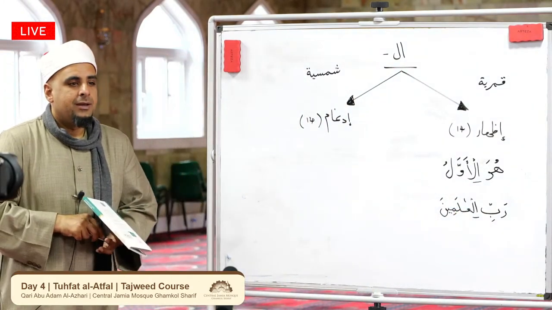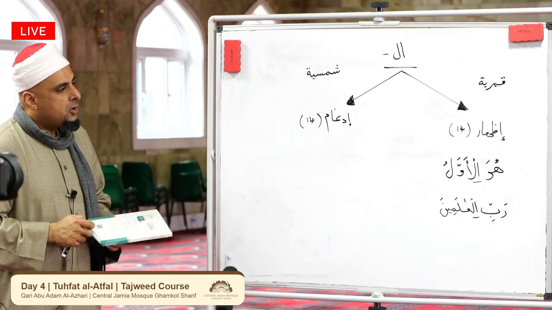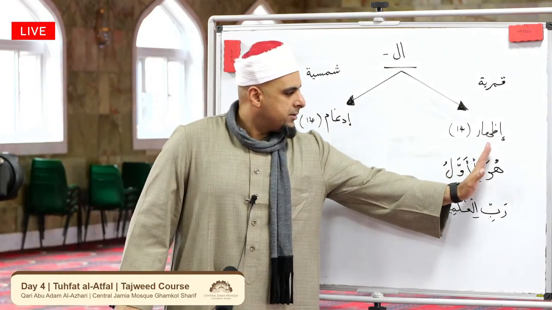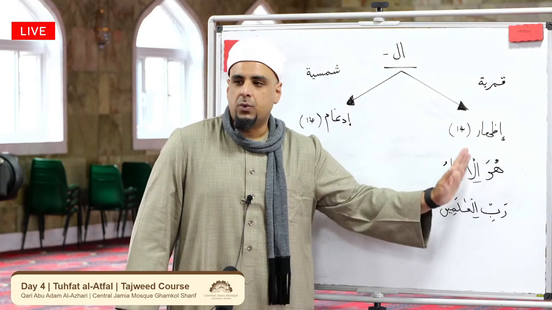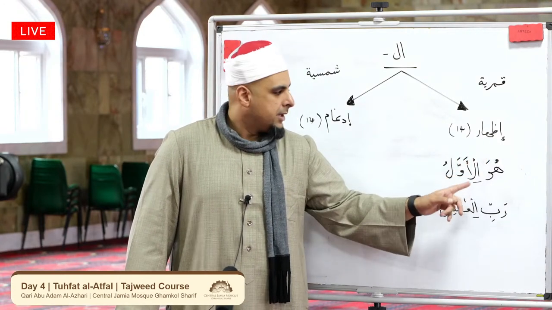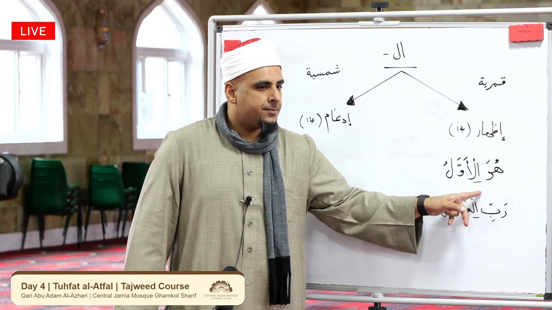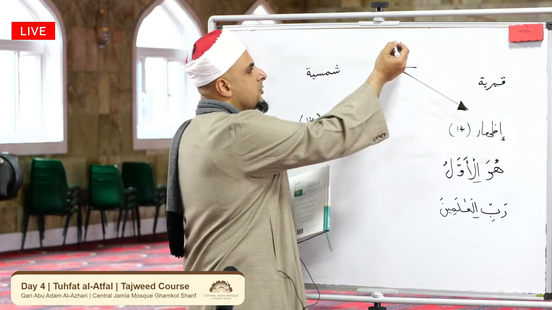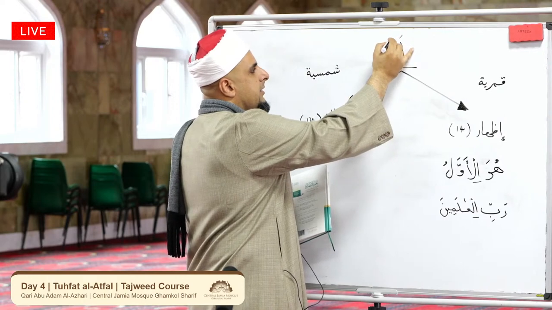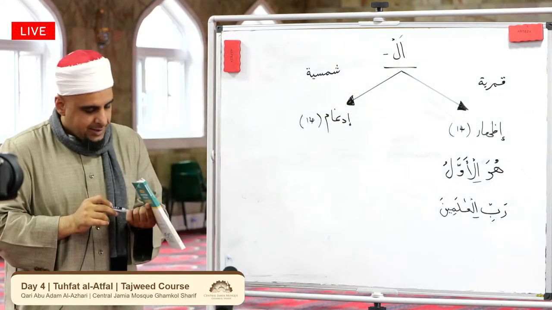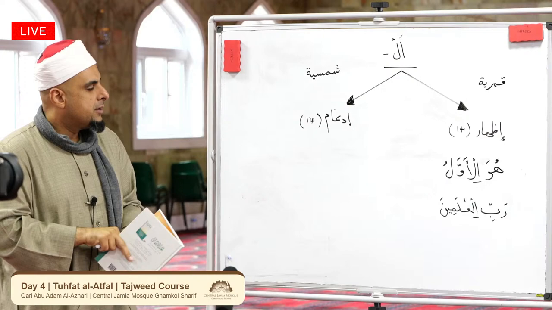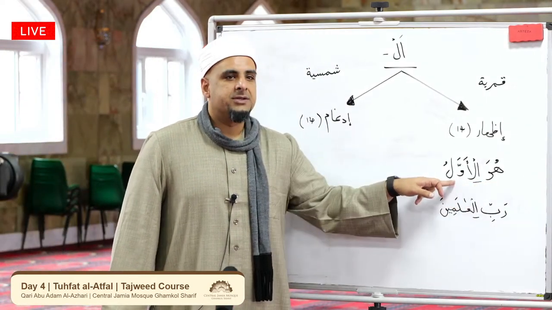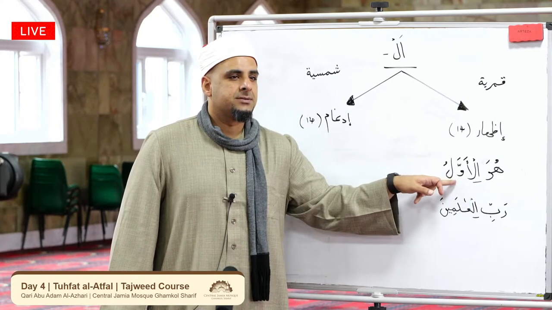رب العالمين and هو الأول. If there was no هو, I was going to start from the word أول. How would I read the ألف لام? أل. So this is always going to have a فتحة and سكون. أل. هو, he the first. Meaning he is the first.